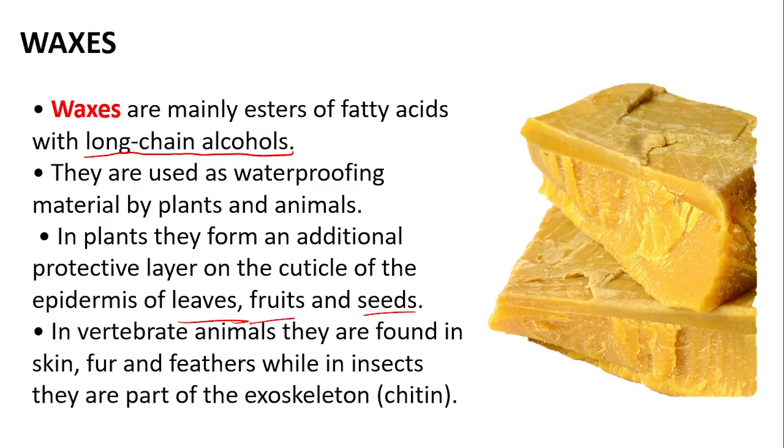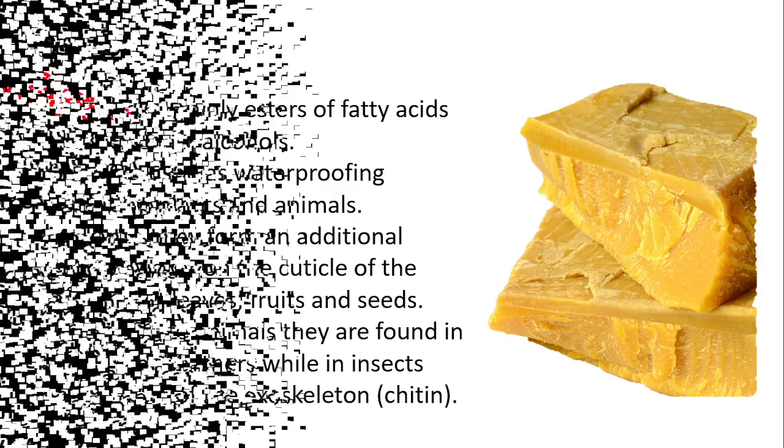In invertebrate animals, they are found in the skin, the fur, and the feathers, while in insects they are part of the exoskeleton, which is made of chitin. I think chitin was also explained when we were talking about carbohydrates, so you are familiar with what chitin is.